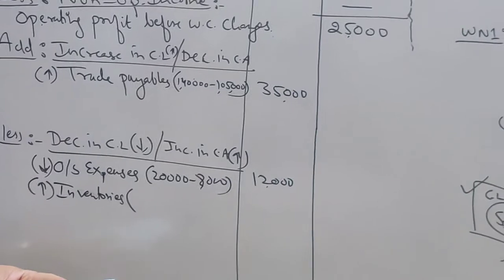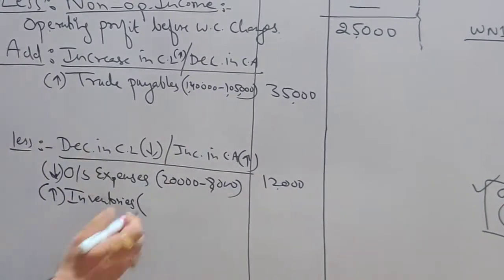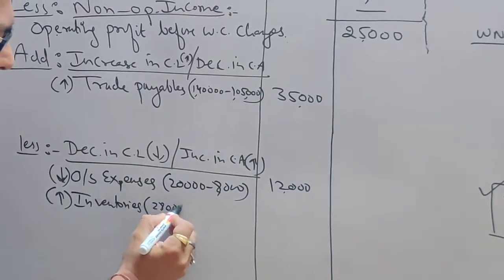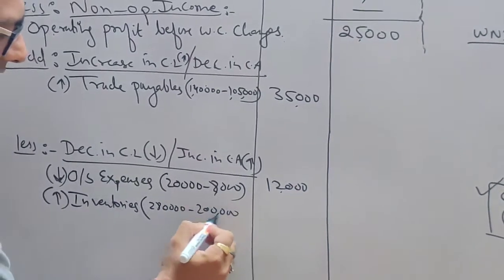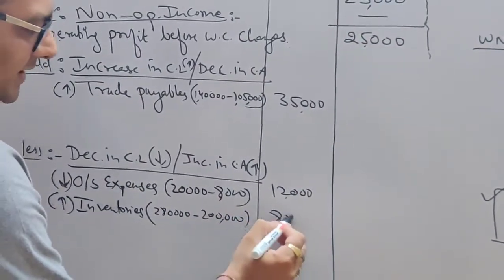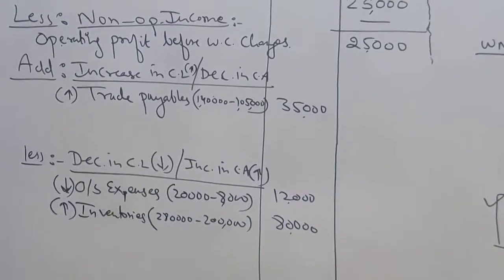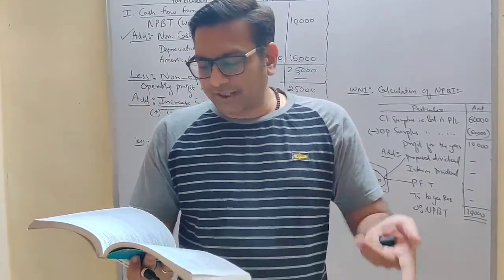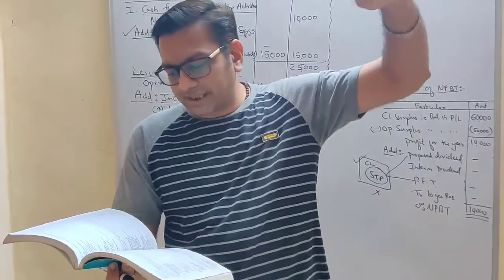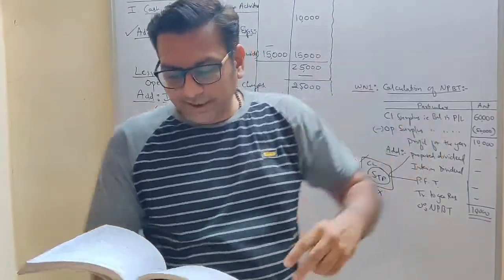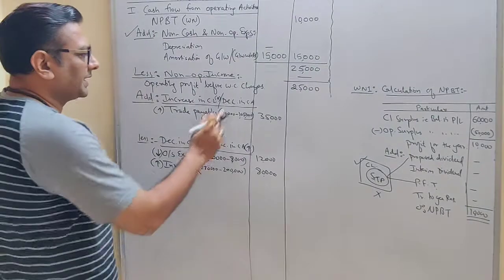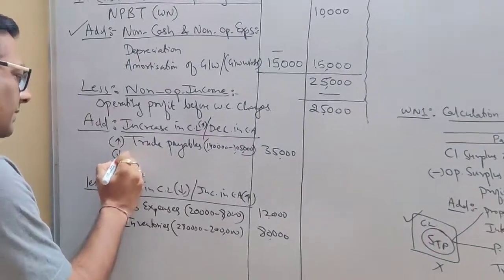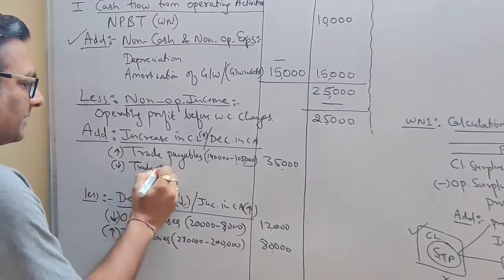Inventories. What was the balance given to you? 2,80,000. Again you have to take the difference, students. The difference is 80,000. You have to minus opening from closing balance. So done with the inventories. Next they have given you trade receivable. Opening is 120, closing is 92. It got decreased. So decrease in current asset will go here. Decrease in trade receivables.